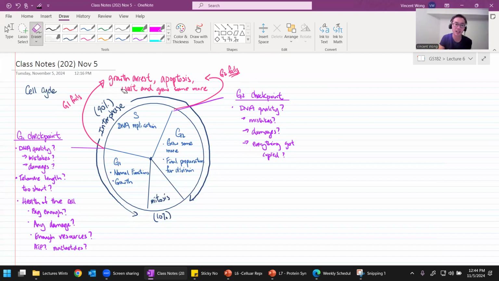Okay. It's not going to wait and grow some more, because by that time it's probably too late. So it's more like apoptosis and growth arrest in this case. Okay. And you get the idea.